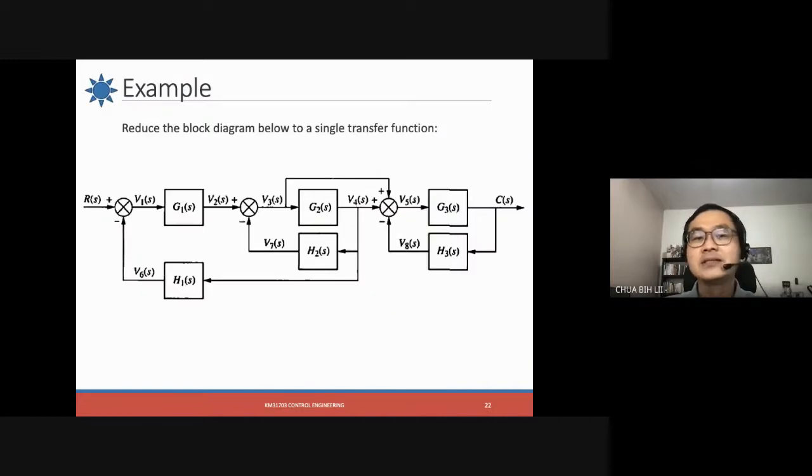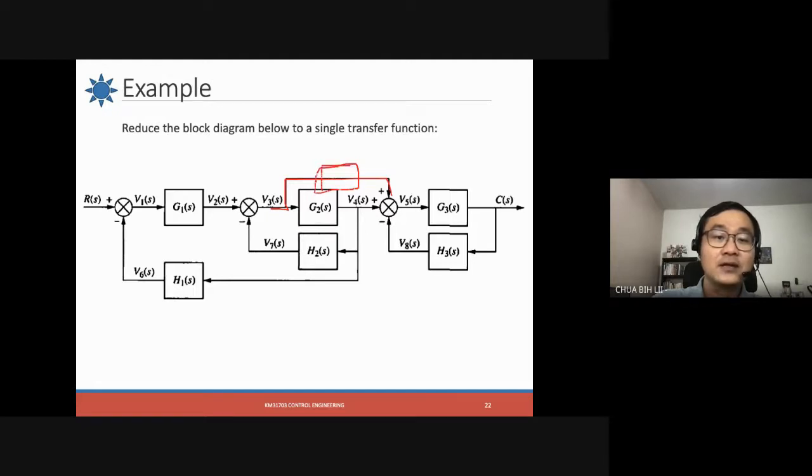Another example here: you can see that it has become a little bit more complicated, but there are no exact rules. As long as you can see the patterns, you just simplify it first. Here there are a lot of lines going here and there. Whenever you see a line split out like this, you have to assign a transfer function over here.